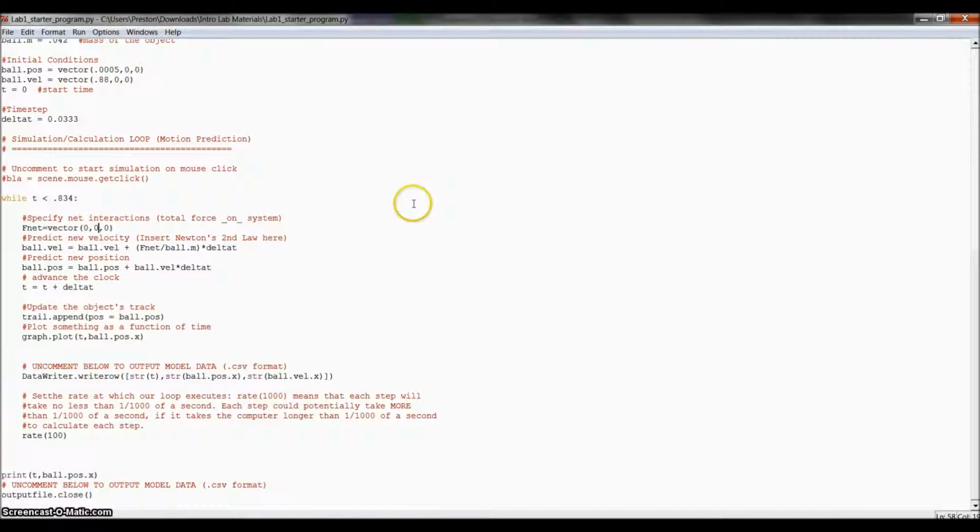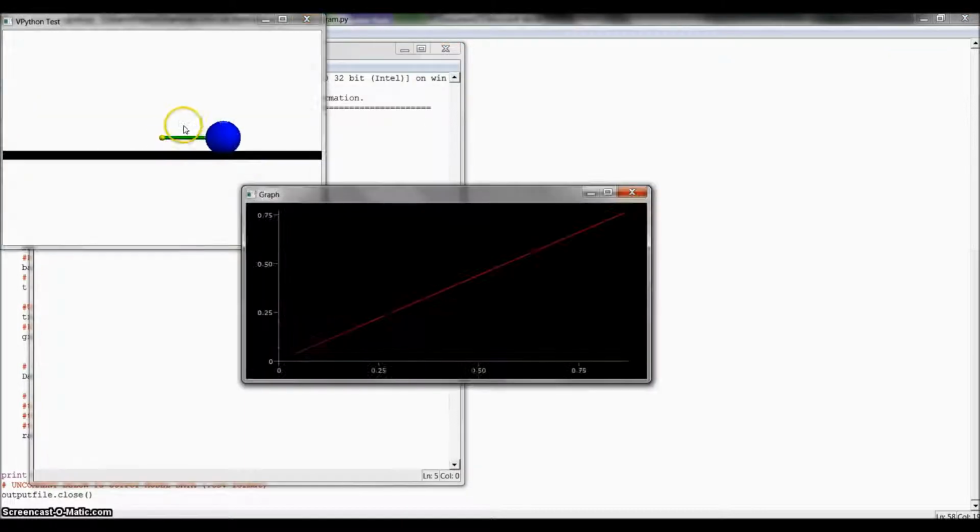So this is my Python code that I'm running in VPython. I'm just going to run the simulation for you guys. You can see it plots a ball, which simulates the puck. Over this 0.83 seconds, you can see it moves to the right with a constant velocity. And this is our graph of velocity over time. We can see that it has a constant velocity as time goes forward.